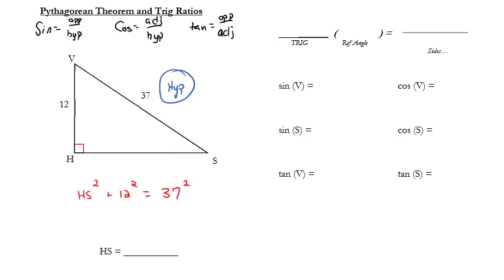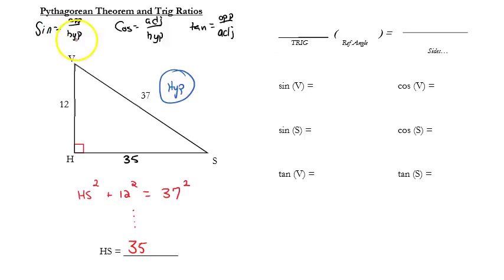I can now use Pythagorean theorem here to solve for HS. And HS is 35. So now I know all three sides of my triangle. Writing my ratios should not be a problem.